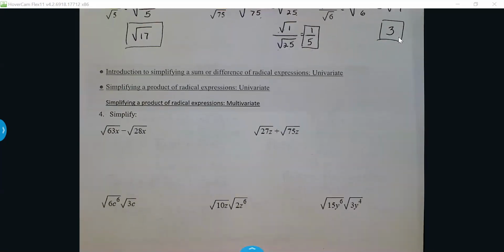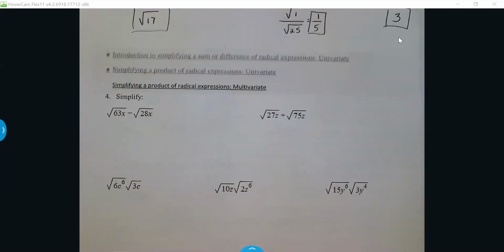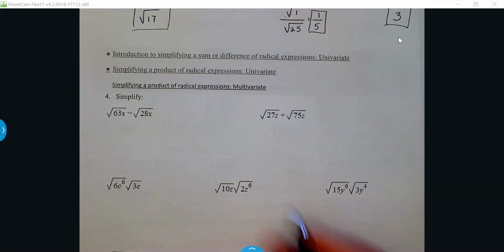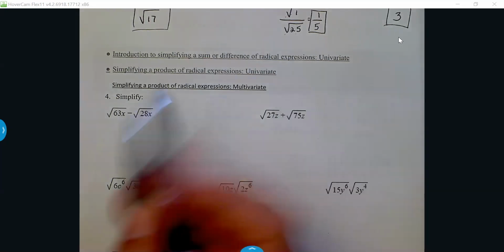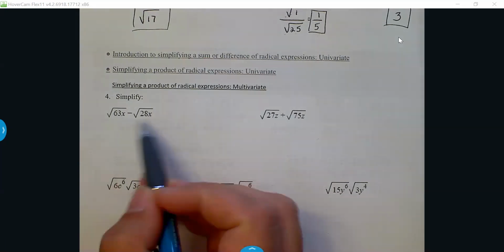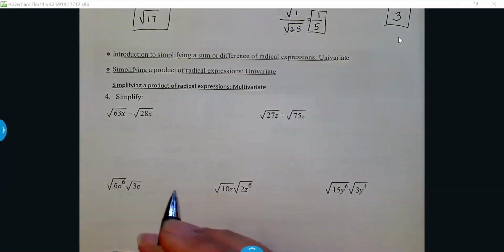Here we have introduction to simplifying a sum or difference of radical expressions, univariate. So it's the same thing. We're adding and subtracting, multiplying and dividing. Actually, we're not dividing these, but if we have variables in it now, same rules apply to the ones that we were dealing with before. It has to have the same exact thing underneath the radical.